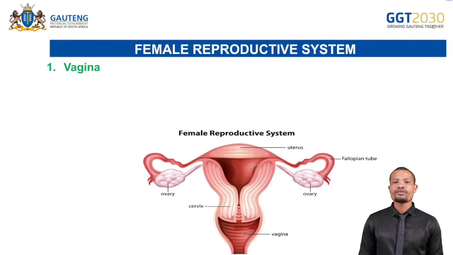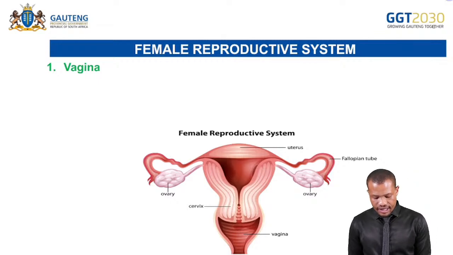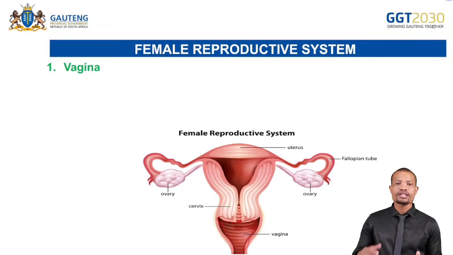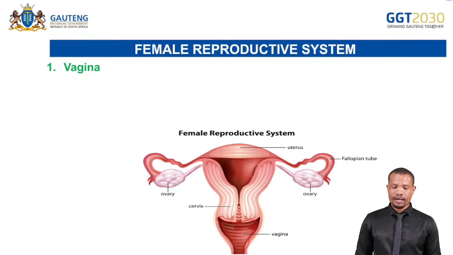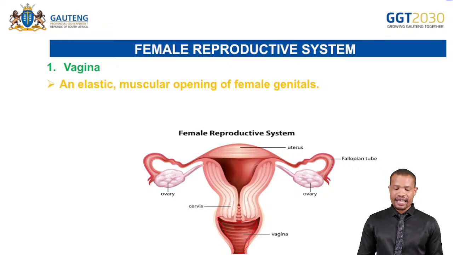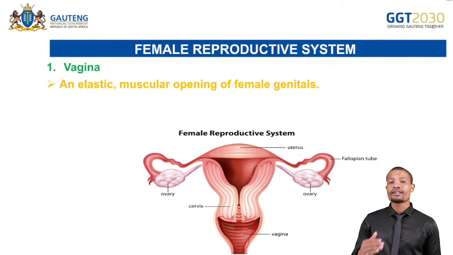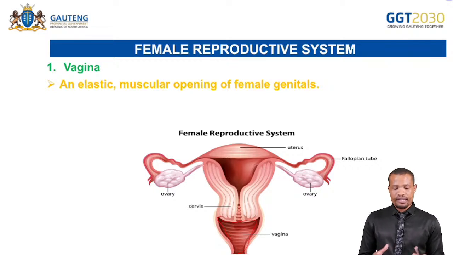Right. So we are going to begin with the vagina. We said the vagina is this area over here, which is the opening of the female reproductive system. Right. First, it is an elastic muscular opening of the female genitals or the female reproductive system. Okay. So it is the opening, muscular. It is elastic, which means it can stretch and go back to its original form. It's a muscular opening of the female genitals.